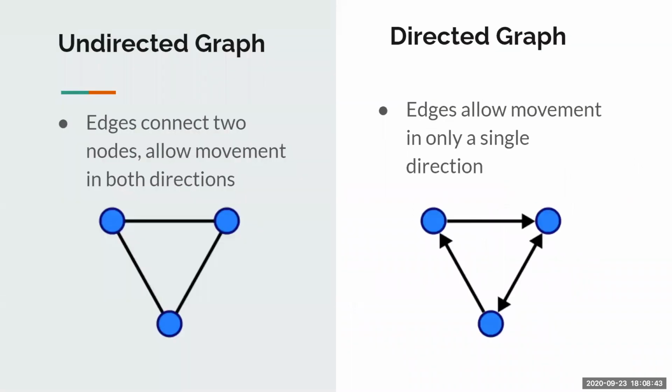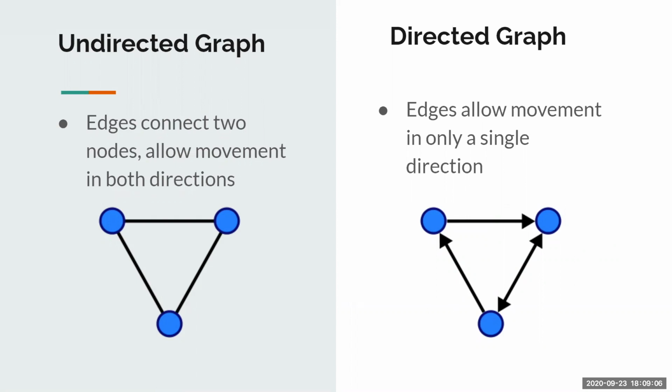So graphs have various types. We're going to talk a little about their taxonomy now. But the first thing to understand is that graph edges can be undirected, or allow movement in both directions. So you can go from one node to another or back along the same edge. Whereas in a directed graph, edges only allow movement in a single direction.